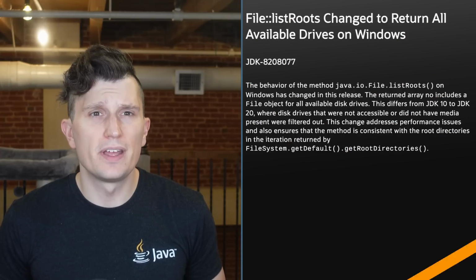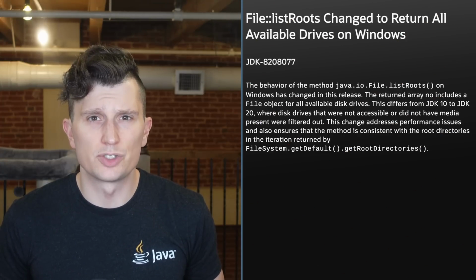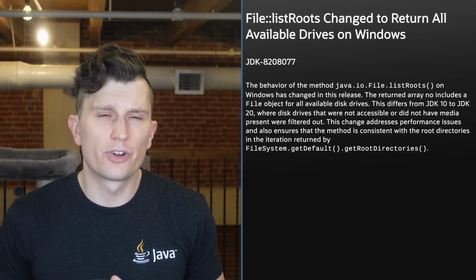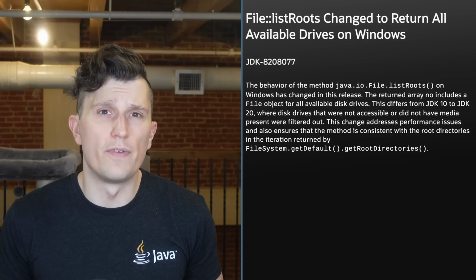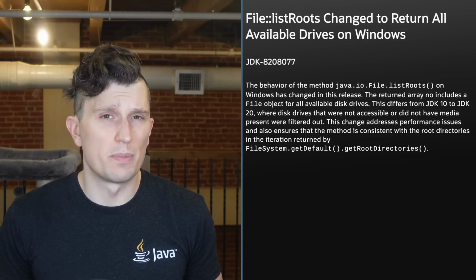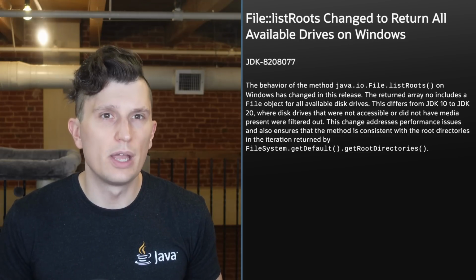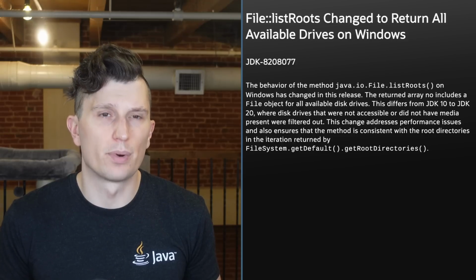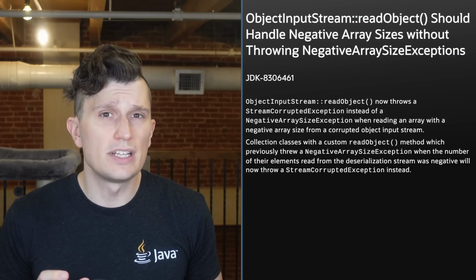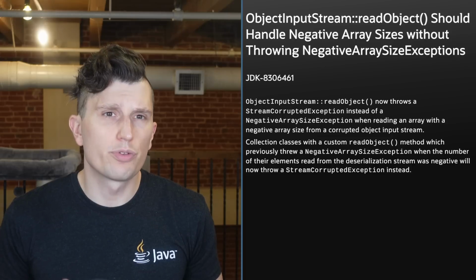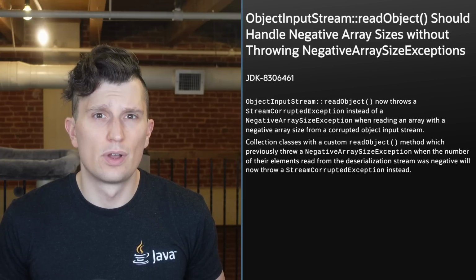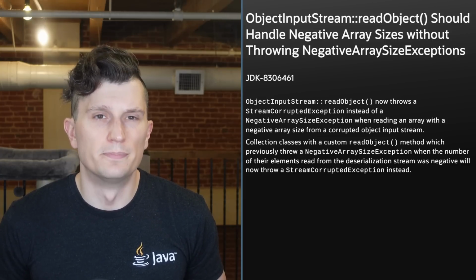The behavior of the method java.io.File.listRoots on Microsoft Windows has changed in this release so that the returned array includes a File object for all available disk drives. This differs from the behavior between JDK 10 and JDK 20, where this method filtered out disk drives that were not accessible or did not have media present. ObjectInputStream.readObject now throws a StreamCorruptedException instead of a NegativeArraySizeException when reading an array with a negative array size from a corrupted object input stream.